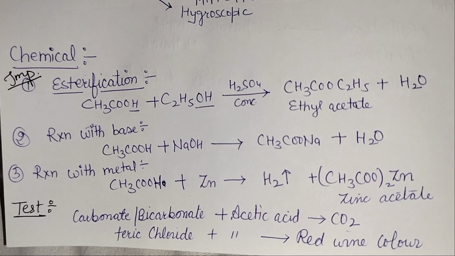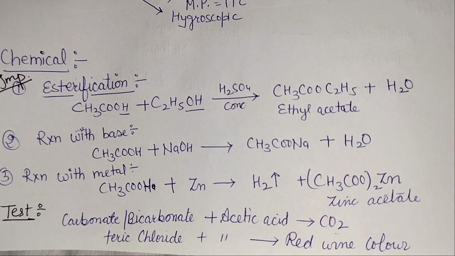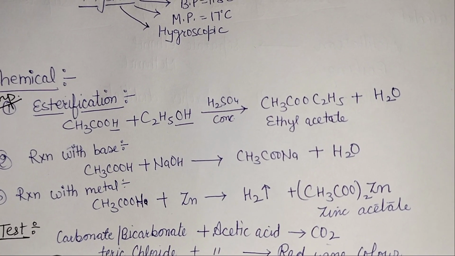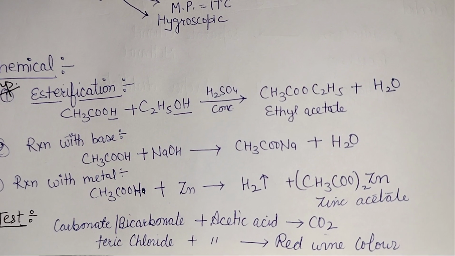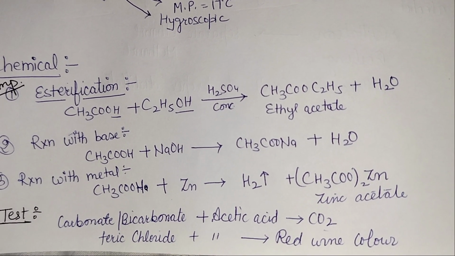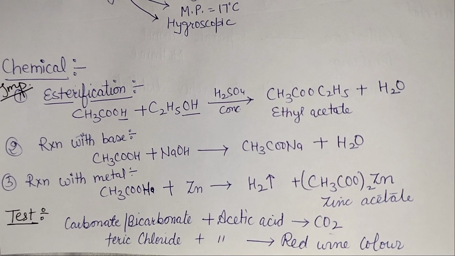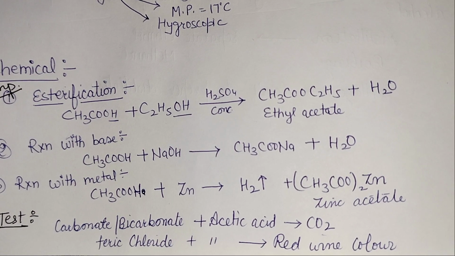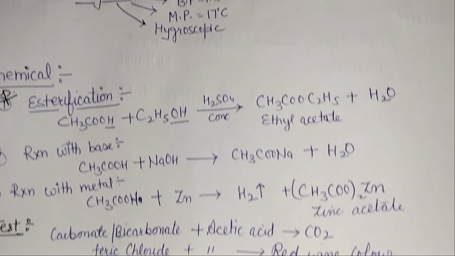Then if we talk about the test, there is no reaction in your syllabus, so we are going to directly write it. Carbonate and bicarbonate, whenever they react with your acetic acid, will release CO2 and confirm the presence of acetic acid. And whenever ferric chloride reacts with acetic acid, it will give red wine color.